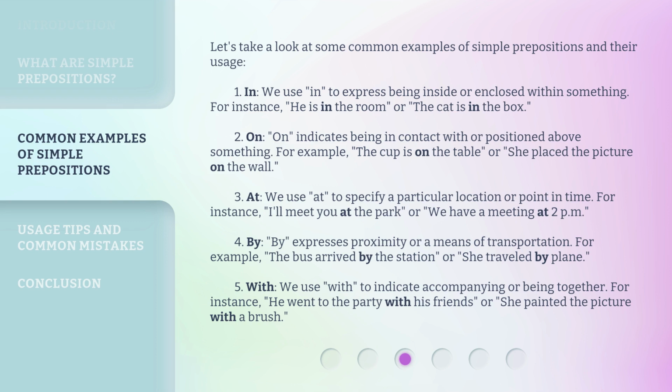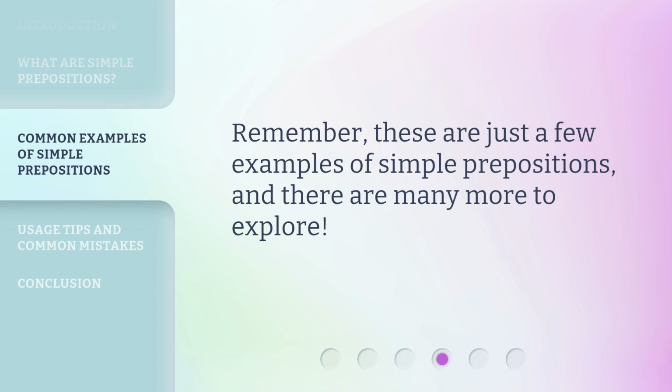5. With. We use with to indicate accompanying or being together. For instance, he went to the party with his friends, or she painted the picture with a brush. Remember, these are just a few examples of simple prepositions, and there are many more to explore.